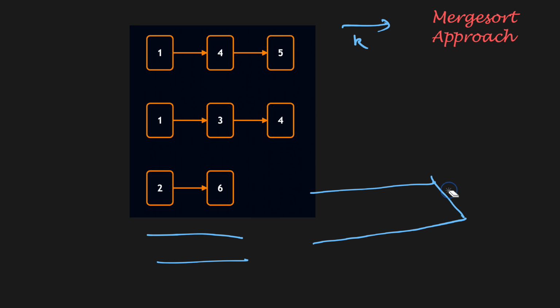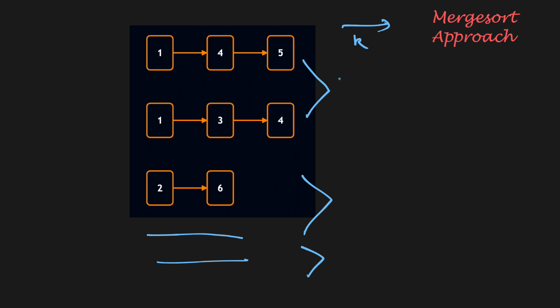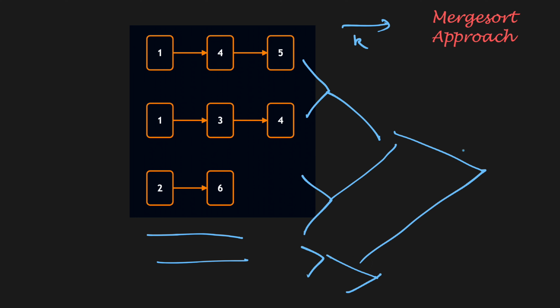But a better approach is to use merge sort logic, which divides and conquers by pairing lists systematically. So for example, we will first merge these two, then these two, then these two and so on. And when this is merged, then we merge these two. And finally, we get a single merged list, reducing the chain of operations to just log of k. Because at each merge step, the number of lists is halved.